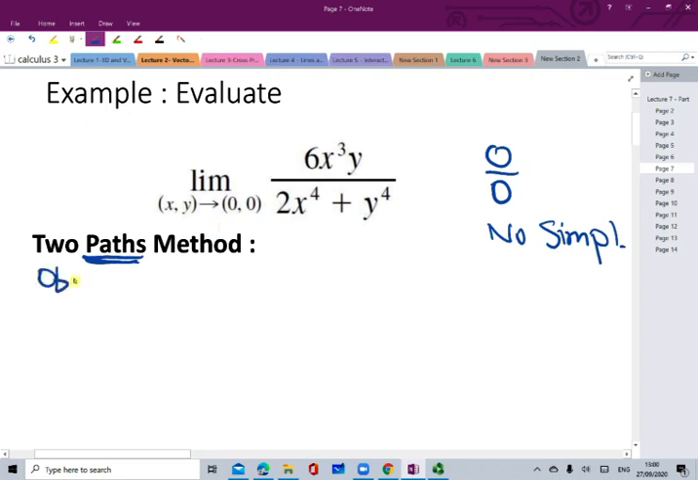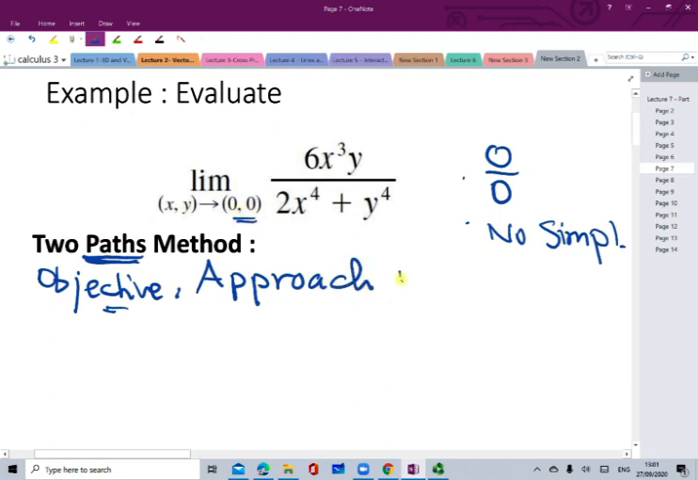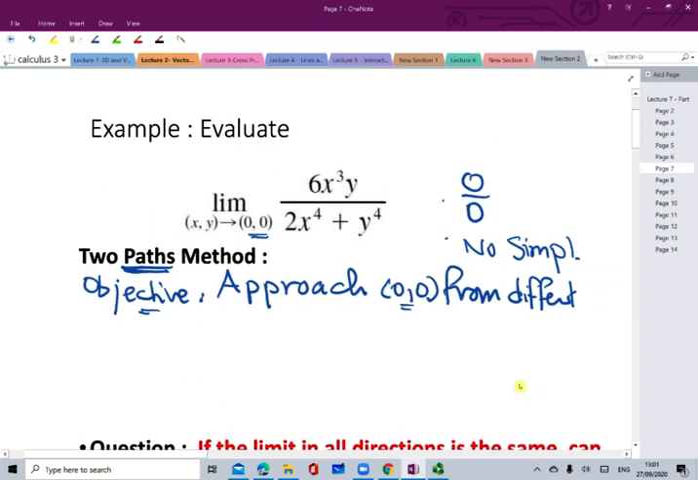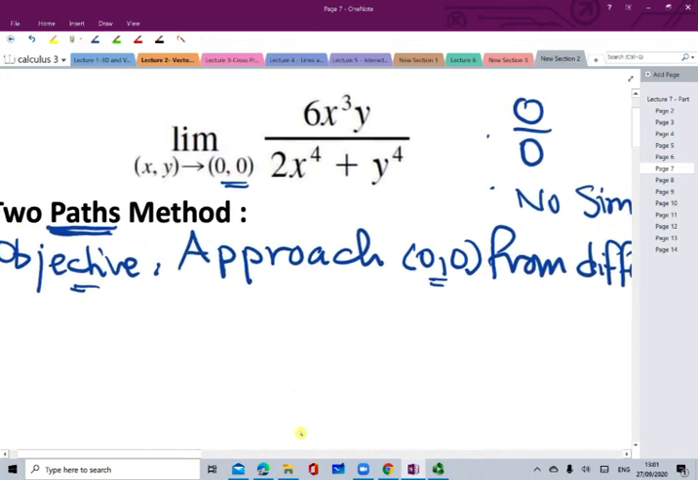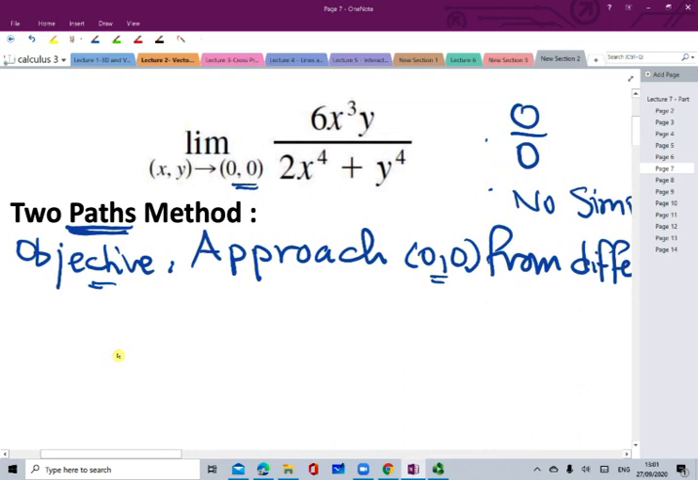The objective of such problems, when I'm not able to find a conclusion directly, is to approach the point from different paths. Our point here in this problem is (0, 0). I need to approach (0, 0) from different paths. Why do I want to do this? If the limits along different paths are different, then definitely I won't have a limit. Then this will be conclusive.